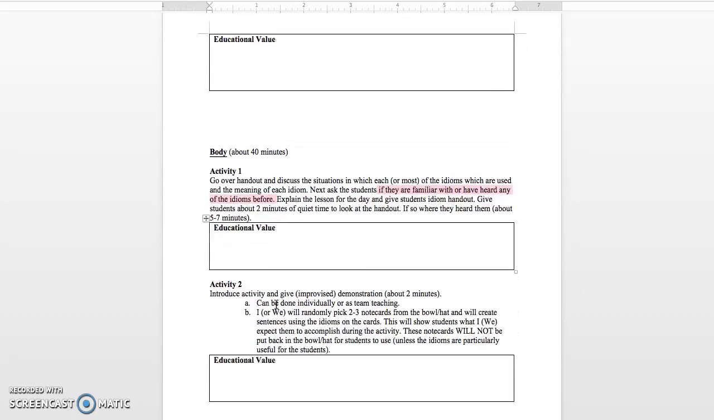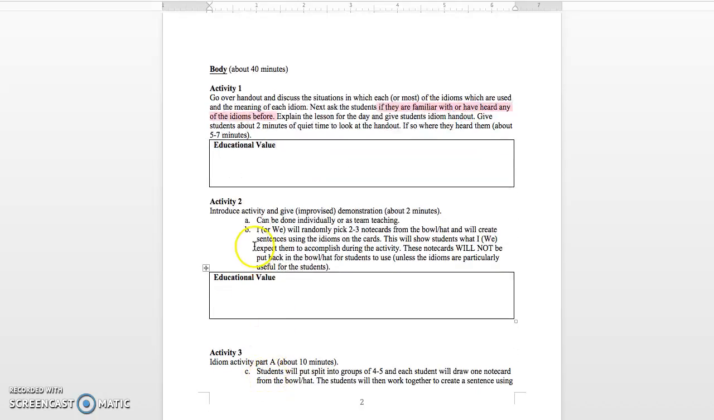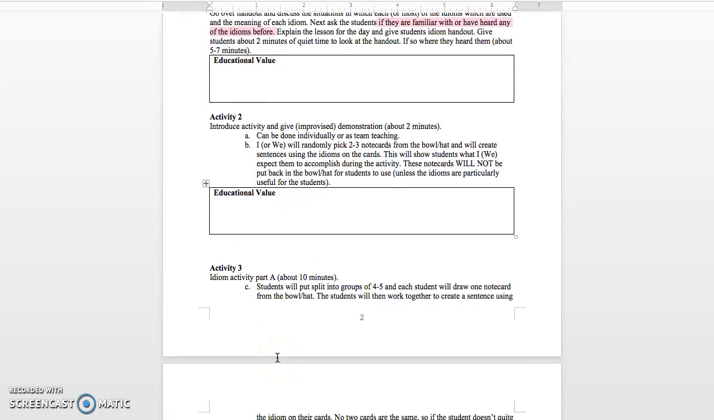Okay, so I'm going to go on to activity 2. The educational motivation for this activity is to have students learn how to properly use these idioms. An activity for the entire lesson is introduced, and this leads to the following activities. So activity 2 builds upon activity 3 and so forth.